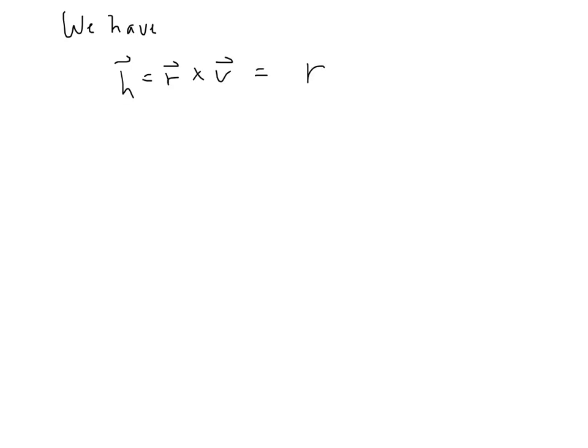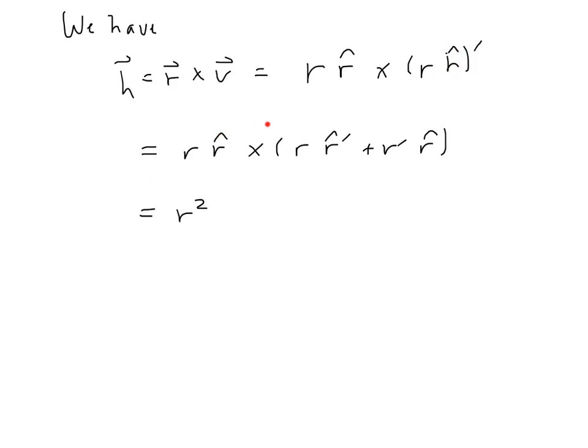And we can simplify this. I can write the vector r as the length times the unit vector, and then I can write v as r times the unit vector r prime. I can use the product rule on this because this is a function of t and the r hat is a function of t as well. So use the product rule on that to get this here. And now take the cross product and distribute this across the cross product.